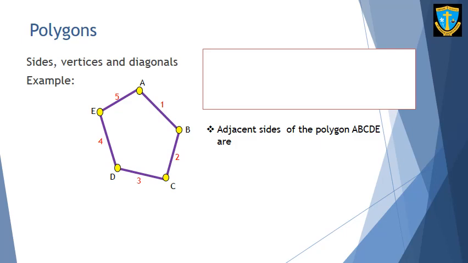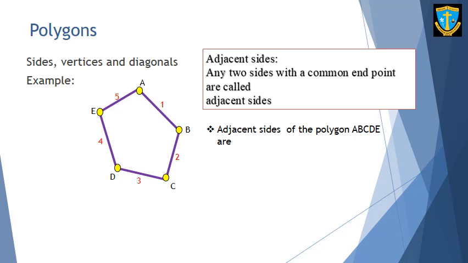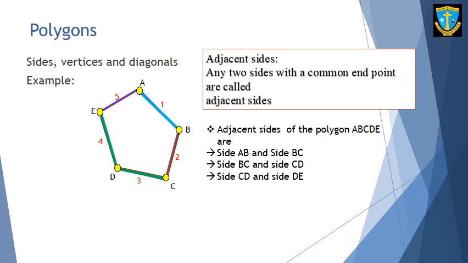Now let us have a look at adjacent sides of the polygon. What are adjacent sides? Adjacent means any two sides with a common endpoint are called adjacent sides. If you sit next to a person, you are adjacent to each other. Okay, so let us have a look at the sides and name them. Sides AB and BC are a pair of adjacent sides. Next one, side BC and side CD. Another pair is side CD and side DE. And the last one, side DE and side EA.